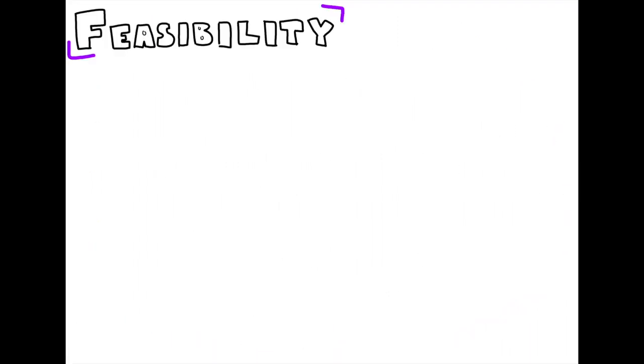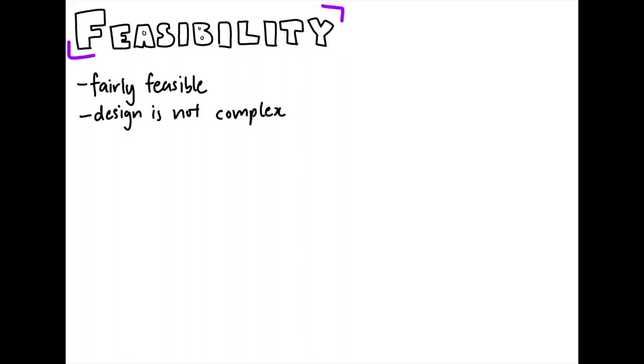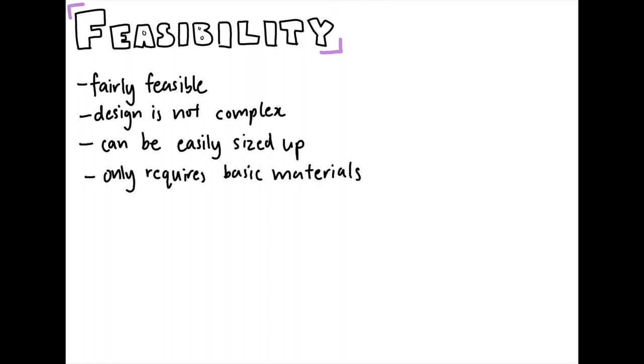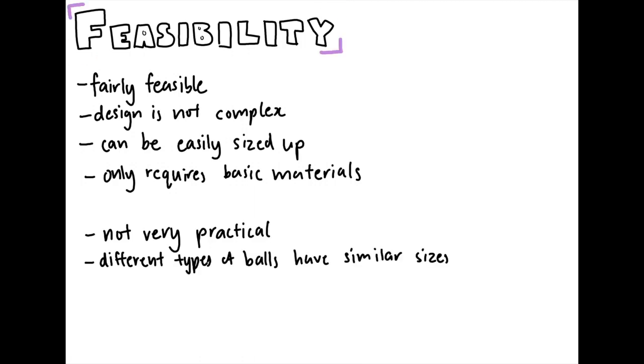Our idea is fairly feasible to build into an actual product, as the design is not very complex. The design can be easily expanded to sort a greater variety of balls with different sizes. It also doesn't require any materials that are hard to acquire. However, it isn't really as practical due to many different types of balls having similar sizes. It also requires at least 2 floors, the higher one being the place for the balls to be dropped and the lower being the PE room where the sorted balls will be stored.